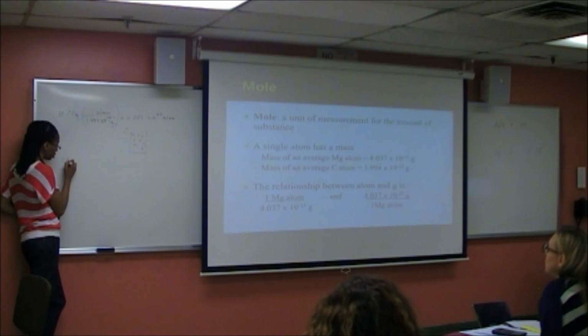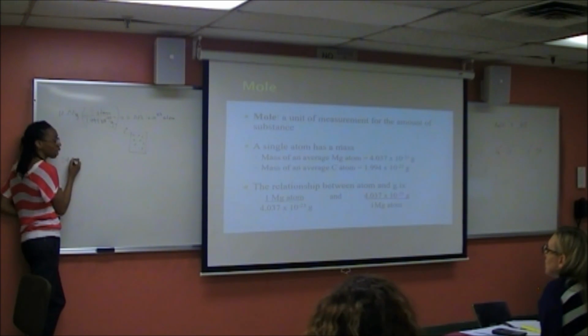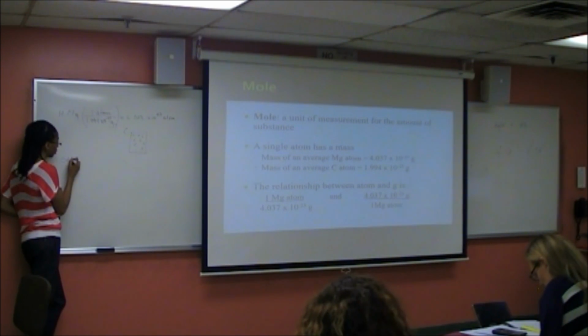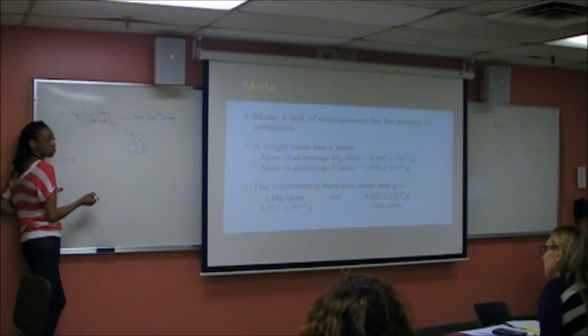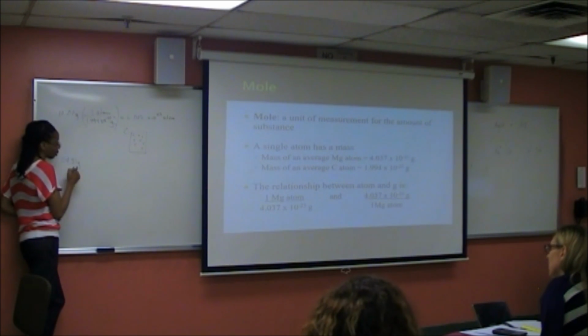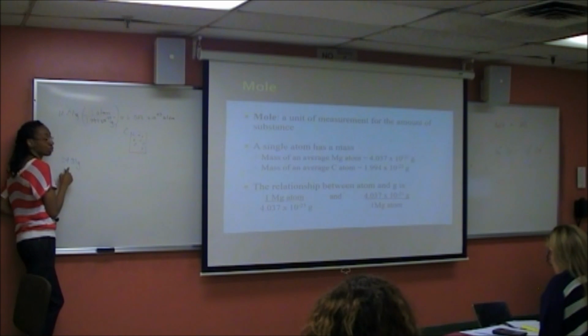24. 0.305. One how much? 305. 3.1. 0.5 gram. Round up. Okay. Right?